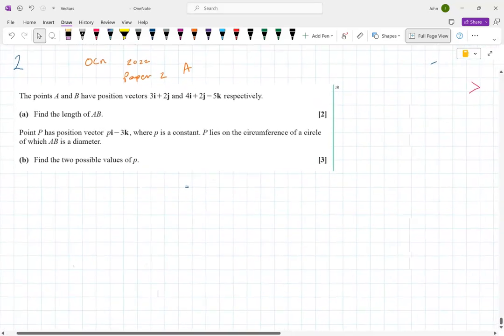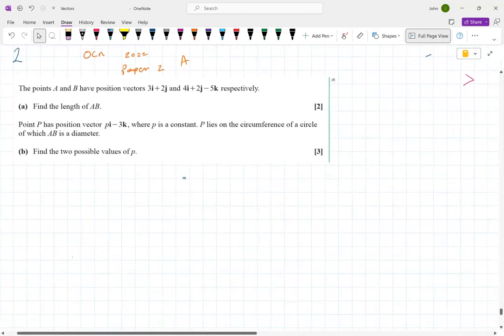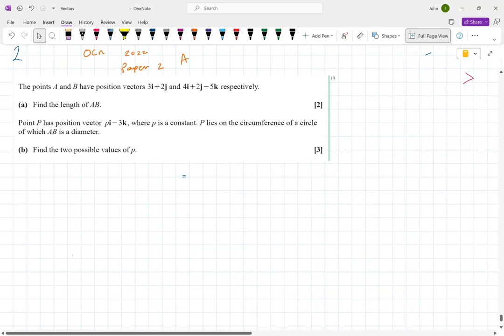Hello, in this video I'm going to go over an OCR 2020 A-level vectors question. It was fairly early on in the paper, but despite that, the second part caused some problems, apparently, reading the examiner's report.